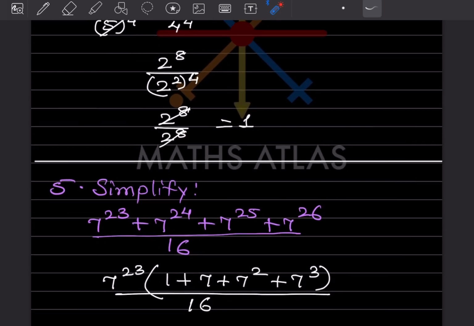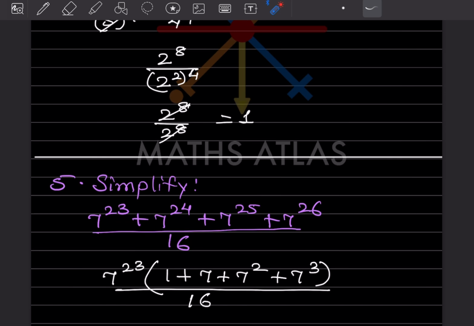Now we'll simplify this one. So what you can see here, this is all plus in between and you can see 7 raised to 23, 24, 25, 26. So we can take, which is the smaller one, 23. So we can take 7 raised to 23 here. So here what remains here? That will be here when we are simplifying it.